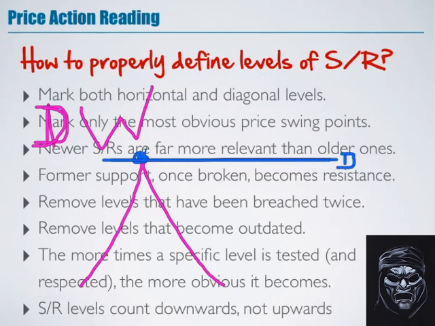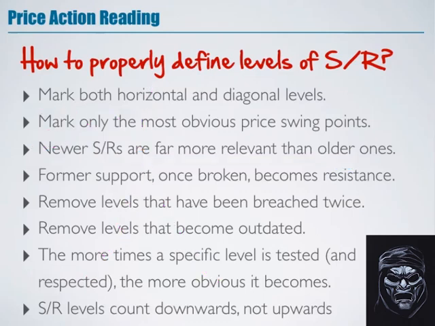So, why do you want to take that mental note? Okay, why would you like to label every level of support and resistance as daily, or as 4 hours, or as 1 hour, etc., etc.? Well, because levels of support and resistance should count on your trading decisions downwards, but not upwards. Again, let me explain myself.